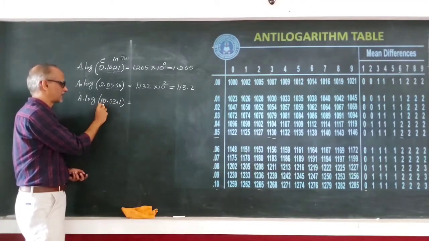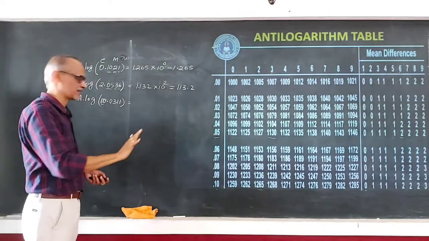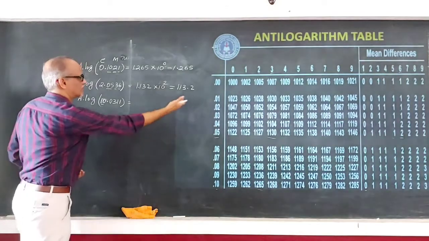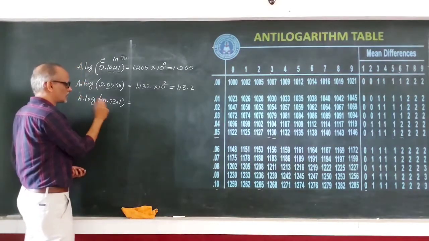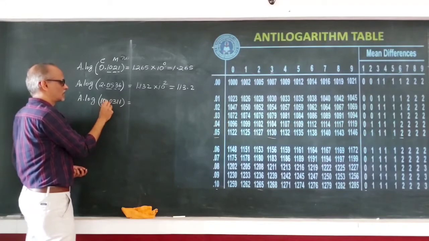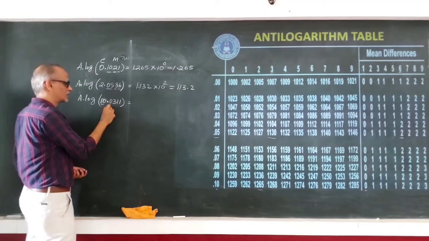10.0311. So first, the characteristic has to be left as it is. Later we are going to use it in writing the power here. So you always start from the mantissa part. How many digits are to be taken first? 2 digits.